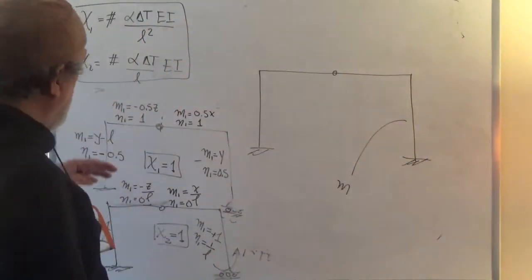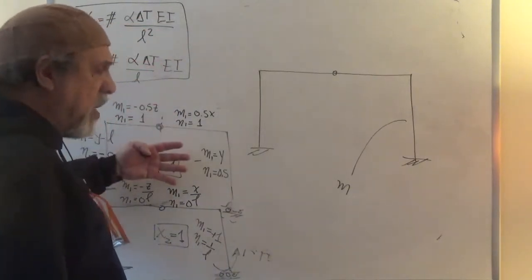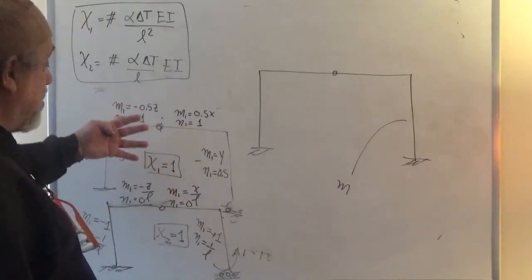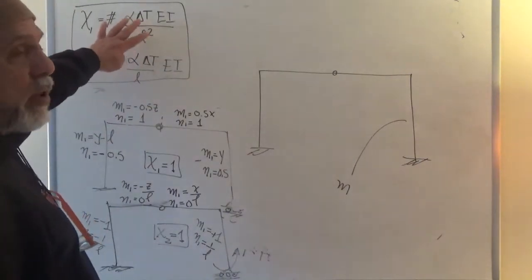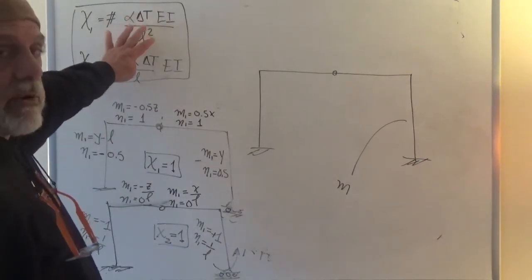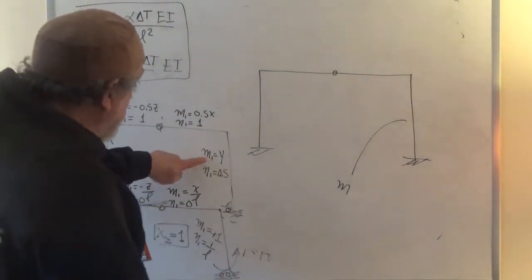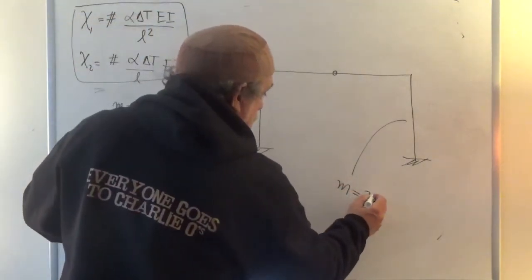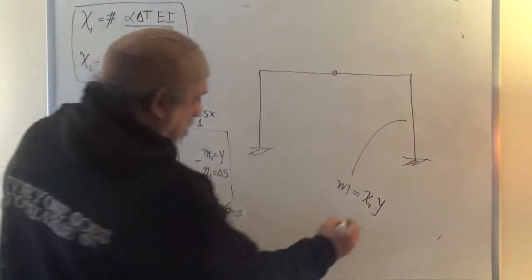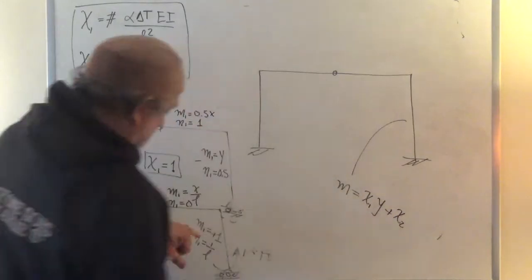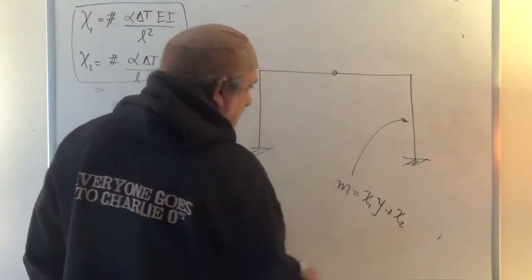Well, it's the sum of the moments in the P sketch plus the moments in the x1 equal to 1 sketch times x1 plus the moments in the x2 equal to 1 sketch times x2. In this particular case, there were no moments on the P case, right? Because we didn't have any applied loads, we just had temperature. So in this case, our moment is simply x1 times y plus x2, because this is a 1. So the moment diagram on that bar is m1, x1 times y plus x2.